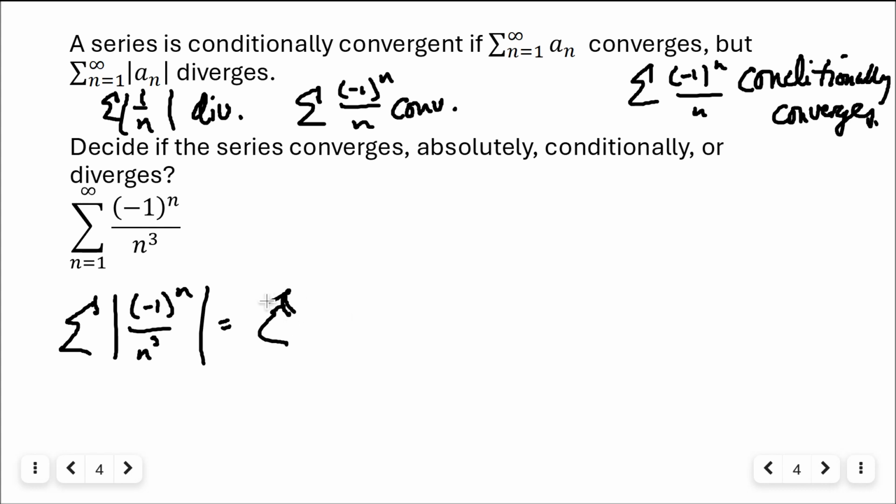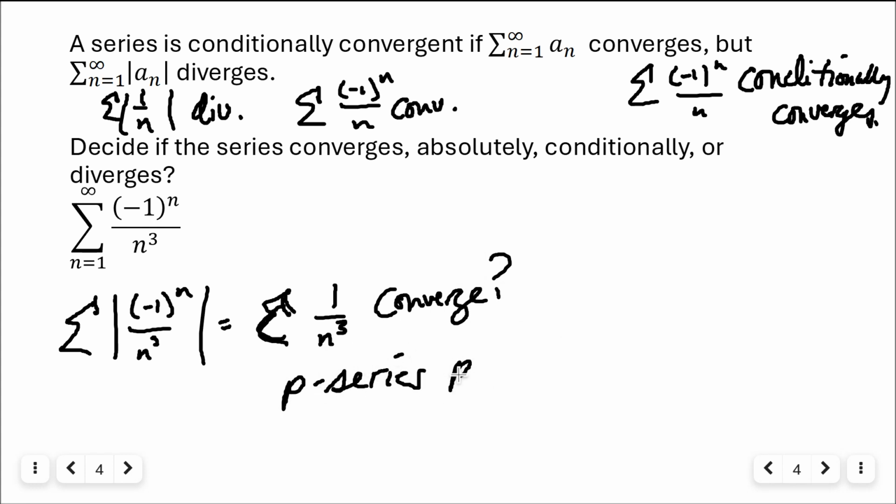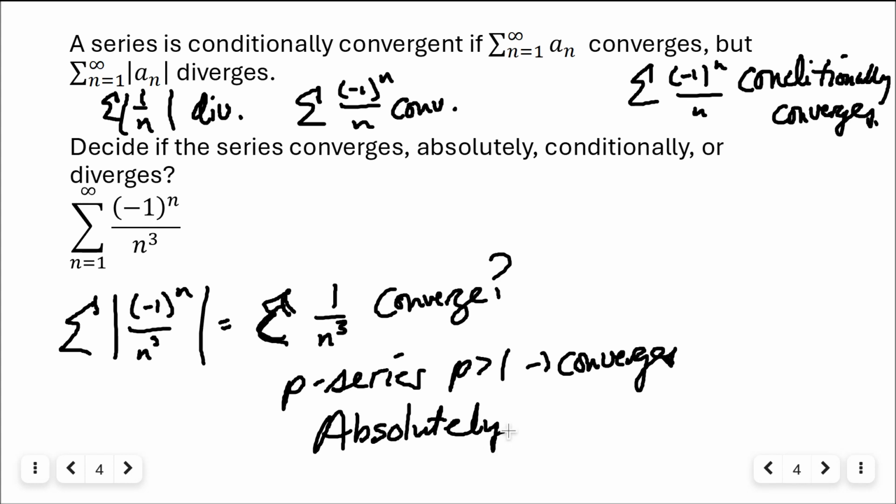So that would be the sum of 1 over n cubed, right? That's going to be positive no matter what. So the question is, does this converge? Well, this is a p series, right? P is greater than 1. So yeah, this converges. Since this converges in the absolute value, then this series is absolutely convergent. It converges in the absolute value.